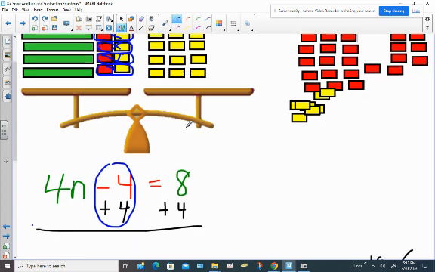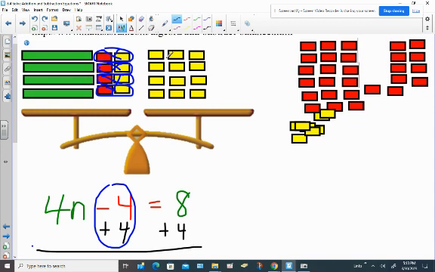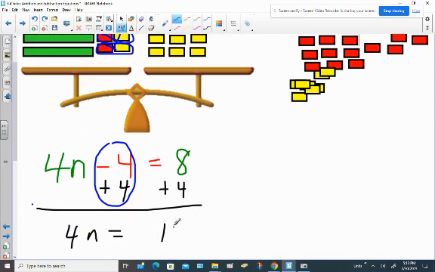All right, let's bring down the 4n. Let's erase what I had from before. Let's bring down the 4n. And now let's ask ourselves, what do we have over here? If we count, we're just basically adding 8 plus 4. What is 8 plus 4? Well, it would be 12.